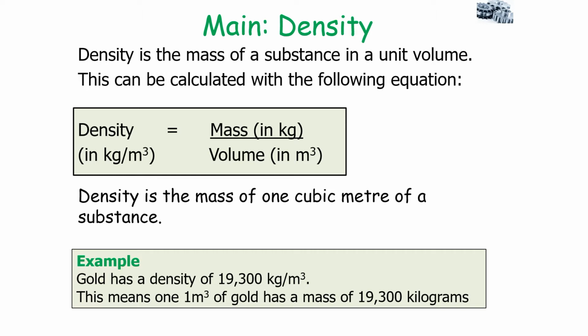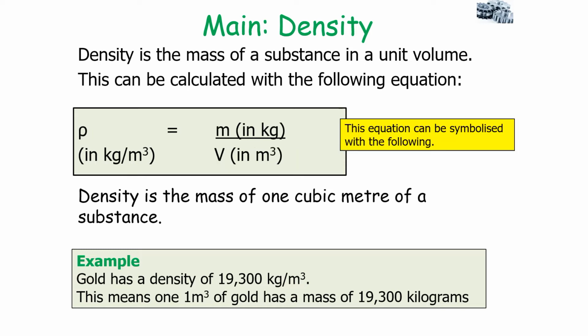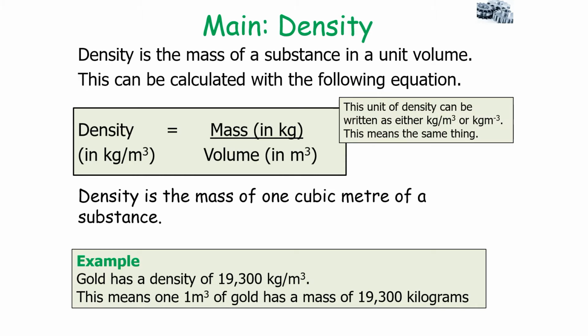So for example, gold has a density of 19,300 kilograms per meter cubed. So this means that 1 meter cubed of gold has a mass of 19,300 kilograms. So we can symbolize our equation with the following: rho is equal to m over v. Now just to clarify, you could write out your unit of density as kilograms per meter cubed or kg m^-3. Either way is fine.